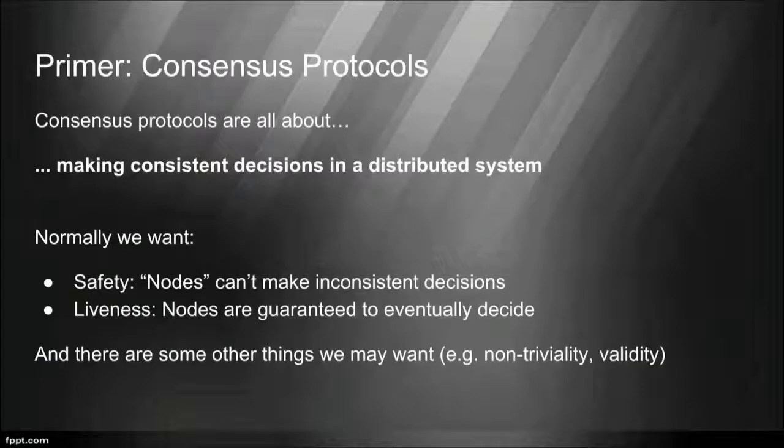What are consensus protocols? Well, they're all about making decisions in a distributed system in a way that's consistent. And this is in the context of all the things that can happen in distributed systems, like faults of various kinds. Normally we talk about safety and liveness, the idea that these nodes that are running these distributed systems don't make inconsistent decisions, and they eventually do make decisions. And there are some other things we want that I'm just not going to cover here for the sake of time.